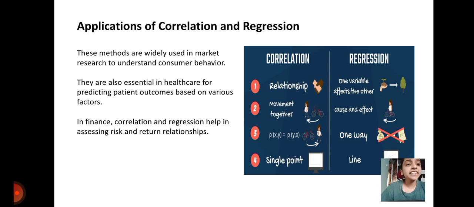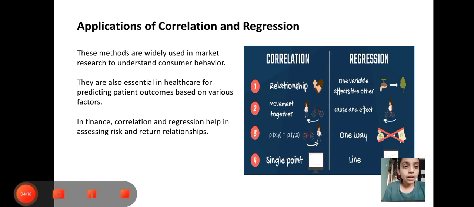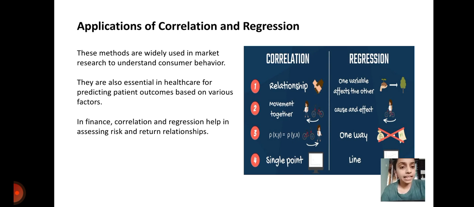Applications of correlation and regression. These methods are widely used in market research to understand customer behavior. They are also essential in healthcare for predicting patients' outcomes based on various factors. In finance, correlation and regression help in assessing risk and return relationships.